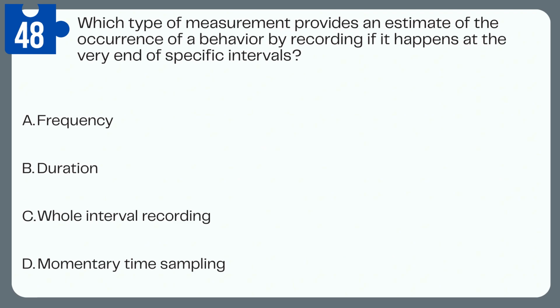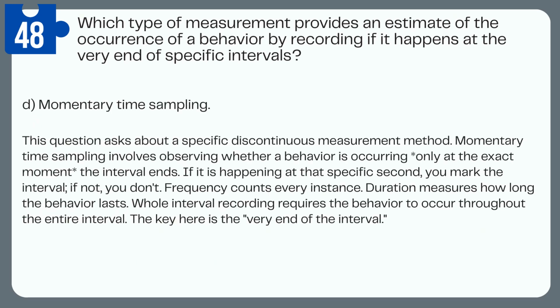Question 48. Which type of measurement provides an estimate of the occurrence of a behavior by recording if it happens at the very end of specific intervals? A. Frequency, B. Duration, C. Whole interval recording, D. Momentary time sampling. Answer D. Momentary time sampling.